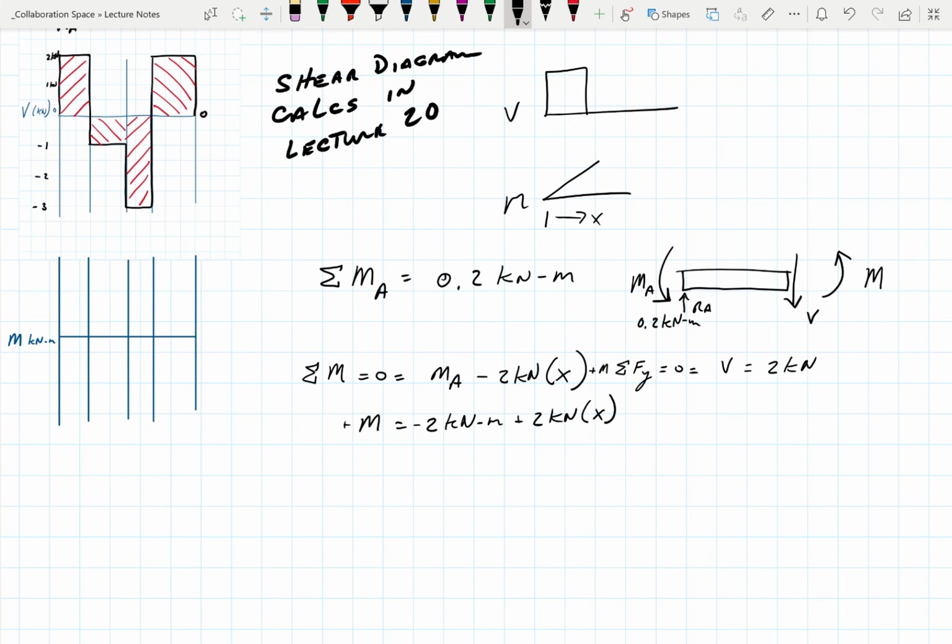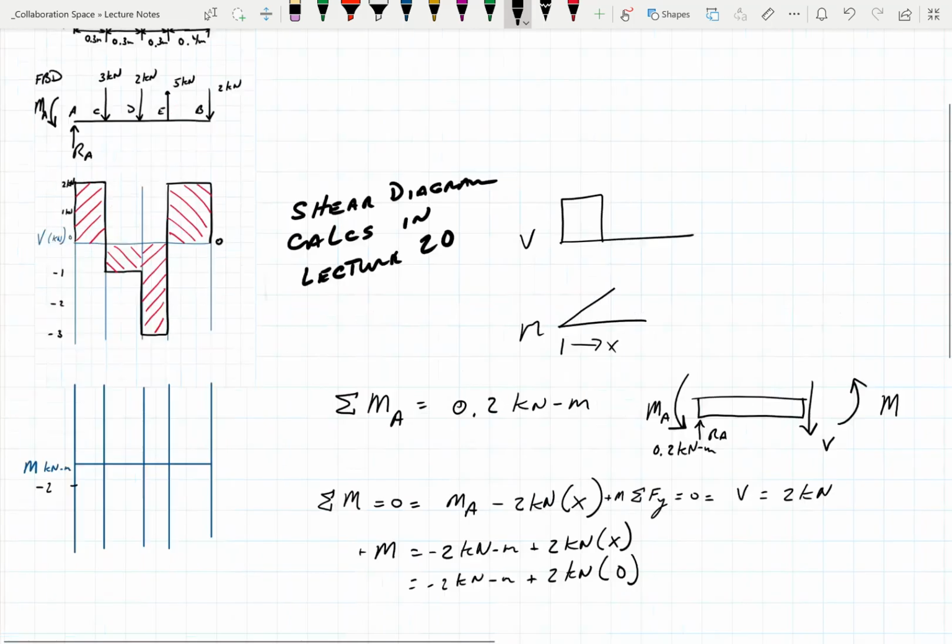Cool. All right. So our MA starts down here at -2, okay? Because at MA is equal to -2 kilonewton meters plus 2 kilonewtons times 0, we got nothing, right? Well, we have nothing on the positive side. We only have the -2 kilonewtons. Yes? Okay.